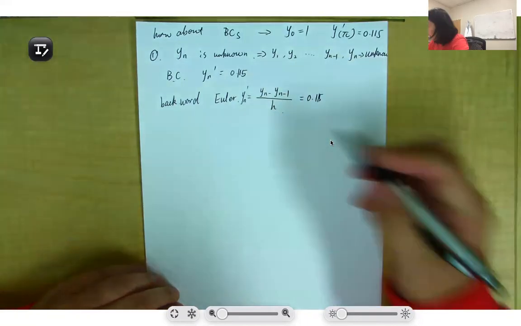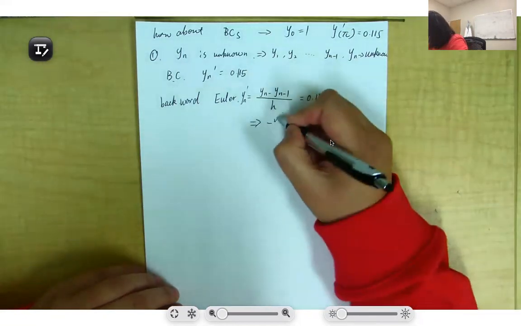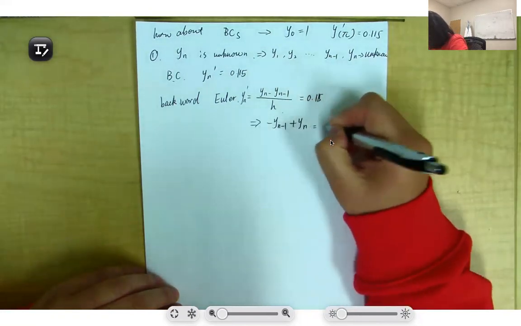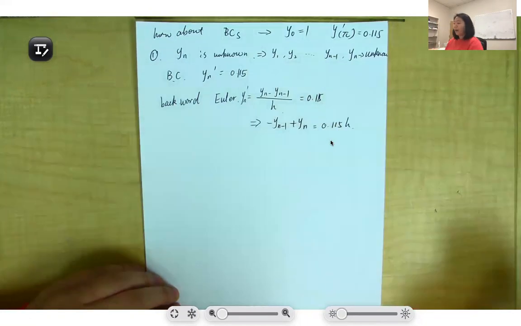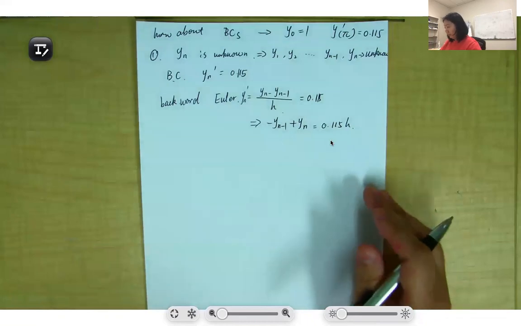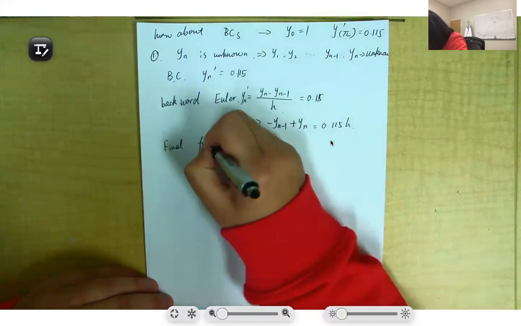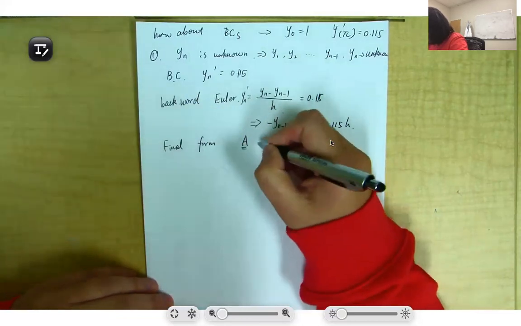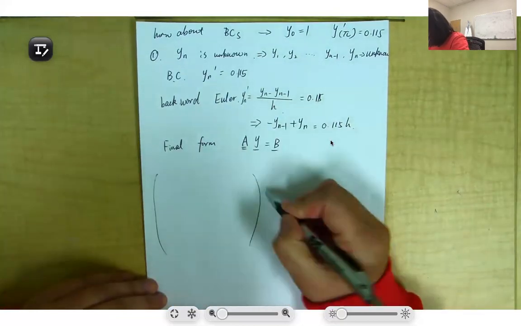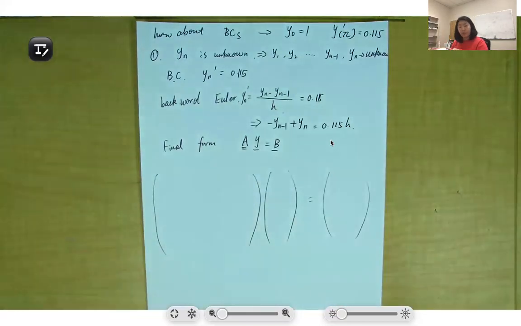Okay, and you can rewrite this as algebra equations with the coefficients minus yn minus 1 plus yn equals 0.115h, right? All the other equations will be the same, but the right-hand side boundary conditions are different. So the final form of your state space matrices, Ay equals B, has been changed. The size has been changed. The format has been changed, but only slightly.